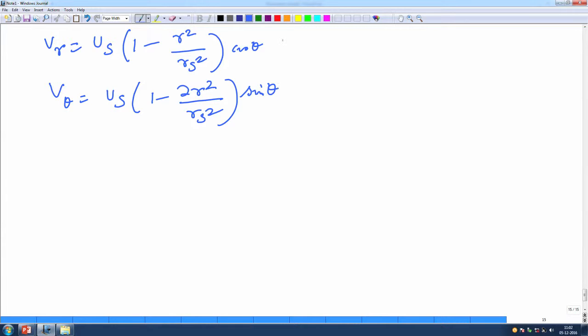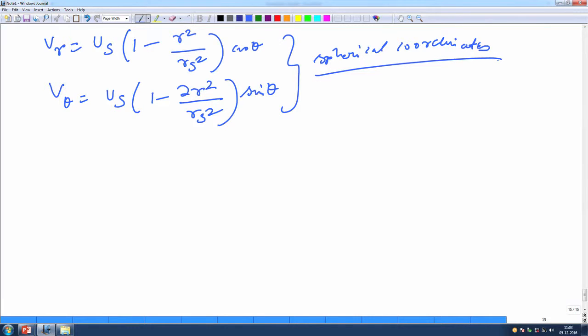Okay. So, these are velocities given in the spherical coordinates. If you are unsure about the spherical coordinates, I suggest that you pick up a fluid mechanics book and see how it happens in the spherical coordinate. So, this is basically the radial component of the velocity, this is basically the tangential component of the velocity. So, these are the two components, okay.